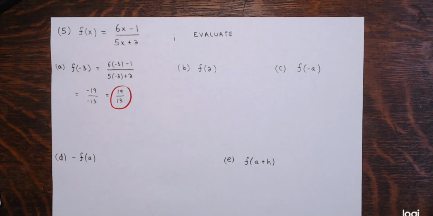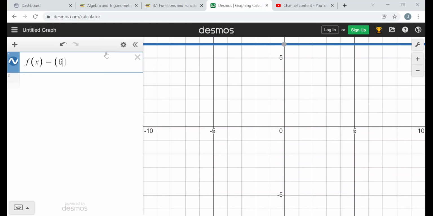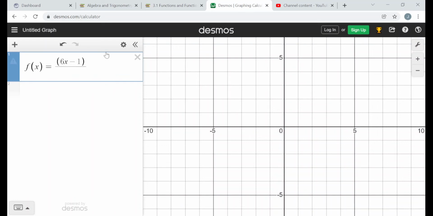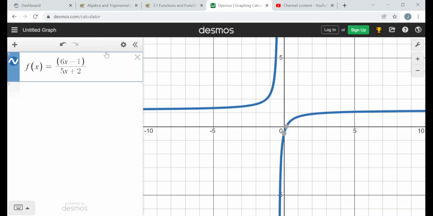But let me go back to the Desmos site. I'm going to put this function in. Right? We have f of x equals, and the numerator has 6x minus 1. Notice I put that in parentheses because it has multiple terms. Denominator 5x plus 2, and then once it's all entered, if you don't like having the parentheses, you can get rid of them. Right.